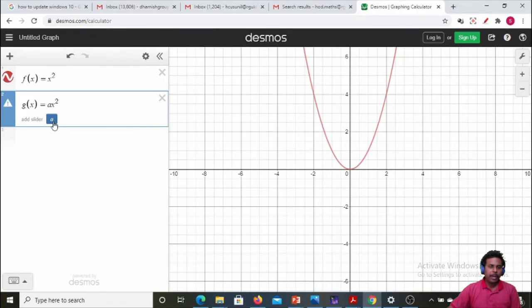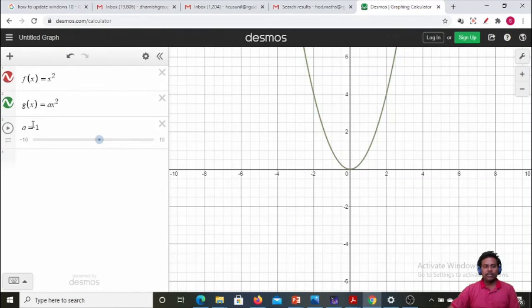Okay, now I am adding a slider. Adding a slider means I can keep on changing the values of a. I need not give 1, 2, 3. Now with the help of this slider, I can change the values of a actually. Now you can see the value of a it is taking. So the graph of g of x looks in the green color.